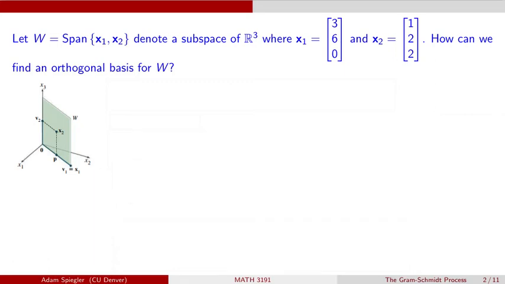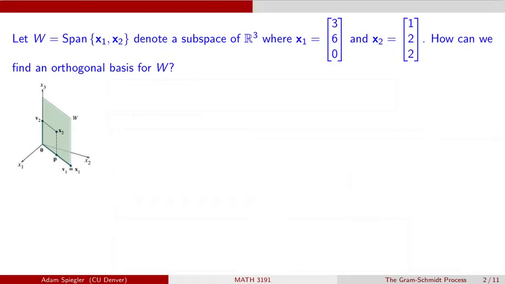All right, so then let's consider this case where we have W, which is spanned by two vectors x1 and x2. x1 is the column vector 3, 6, 0, and x2 is the column vector 1, 2, 2. And again, we note that initially these two vectors are not orthogonal to each other. So this basis, the set x1, x2, although it spans this subspace, and it's linearly independent, so we have a basis for this subspace. These two vectors are not orthogonal, so this is not an orthogonal basis.